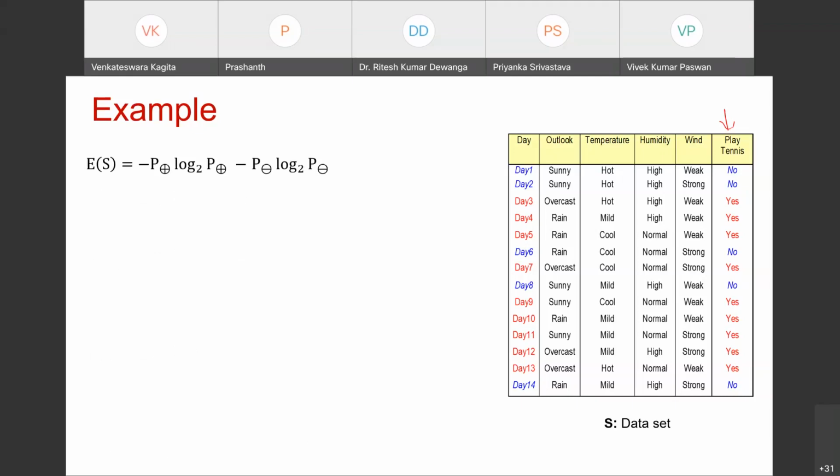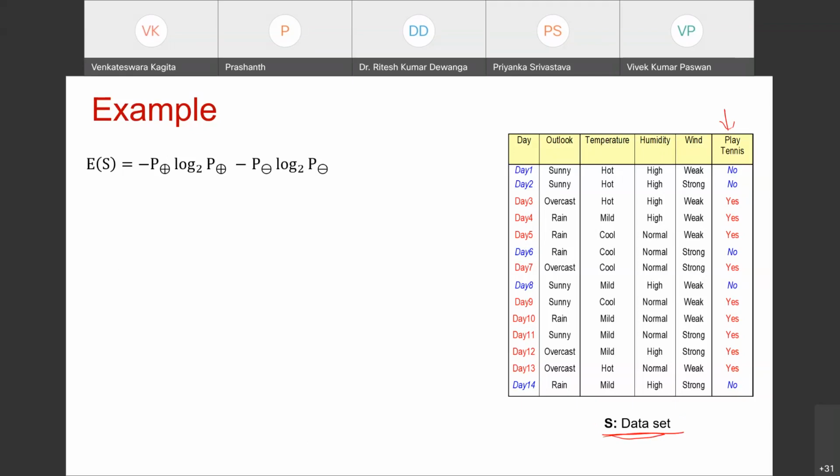Now, entropy of S. This is the whole dataset S. So what is entropy of S? How many positive instances, how many yes, and how many total instances? Day 1 to day 14, so 14 instances. Out of 14, how many are yes? 9 are yes. Good. Out of them, how many are no?